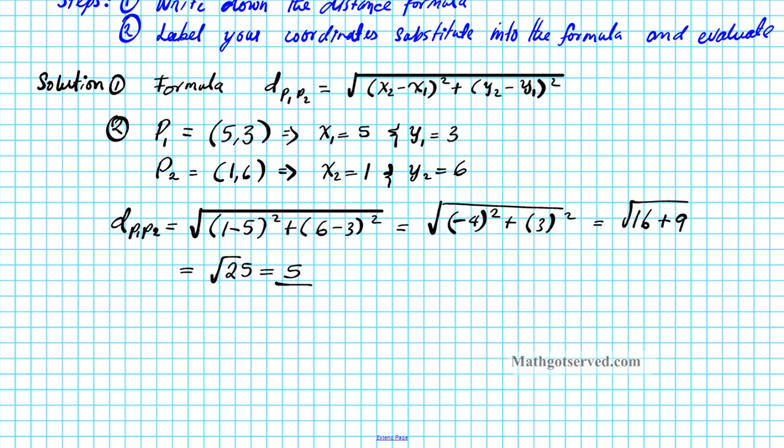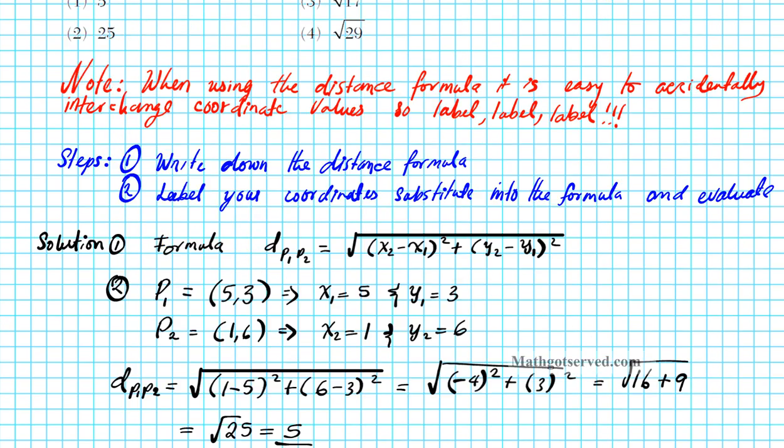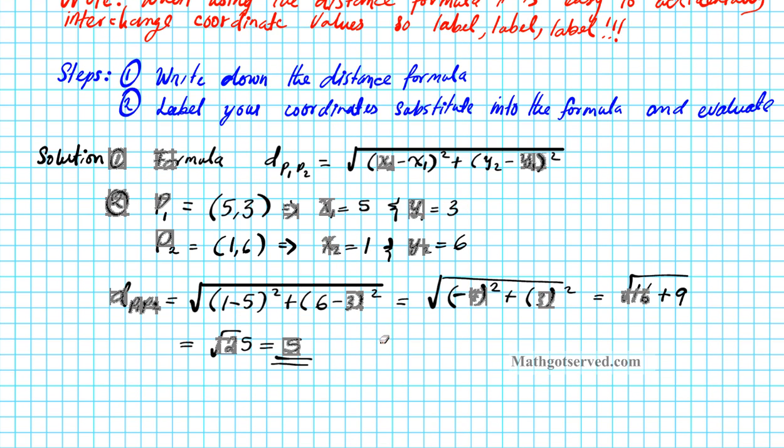So what did we just find? This is the distance between points 1 and 2, between (5, 3) and (1, 6). Our answer is option number 1.